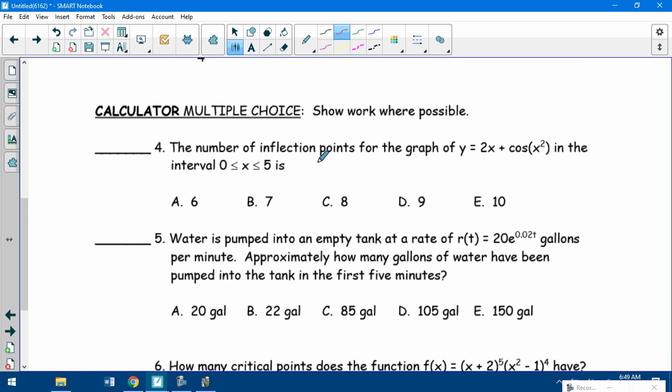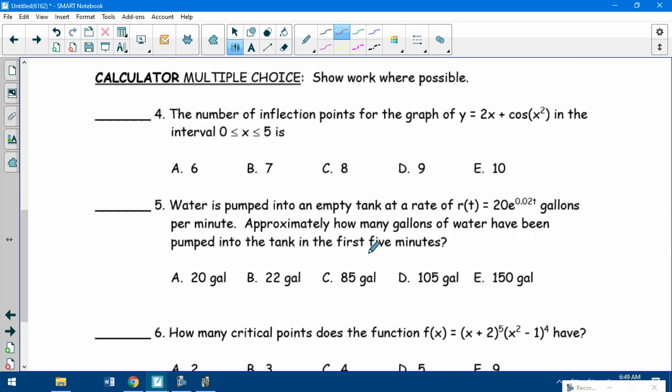This is the calculator section, by the way. If I want to know how much was in the first 5 minutes, I would essentially want the amount at 5 minus the amount at 0. How much was there at 5? How much was there at 0? But again, this is the rate. This is not the amount. How would I get the amount?